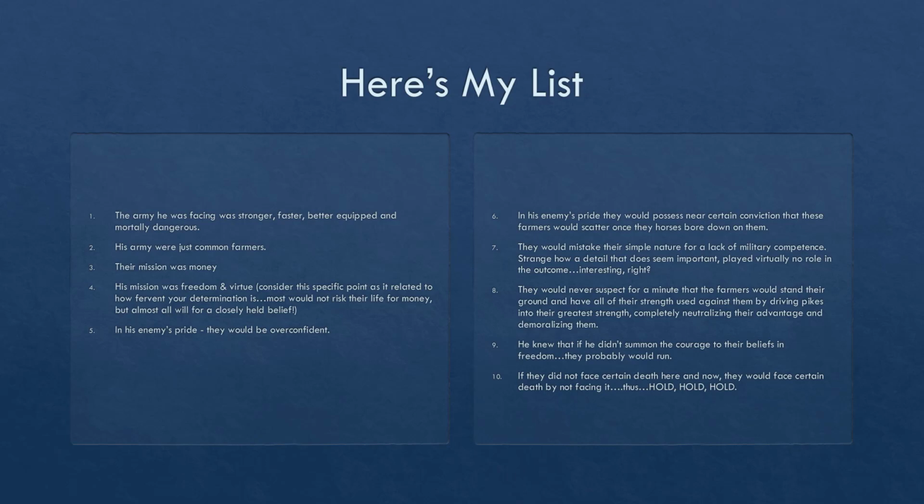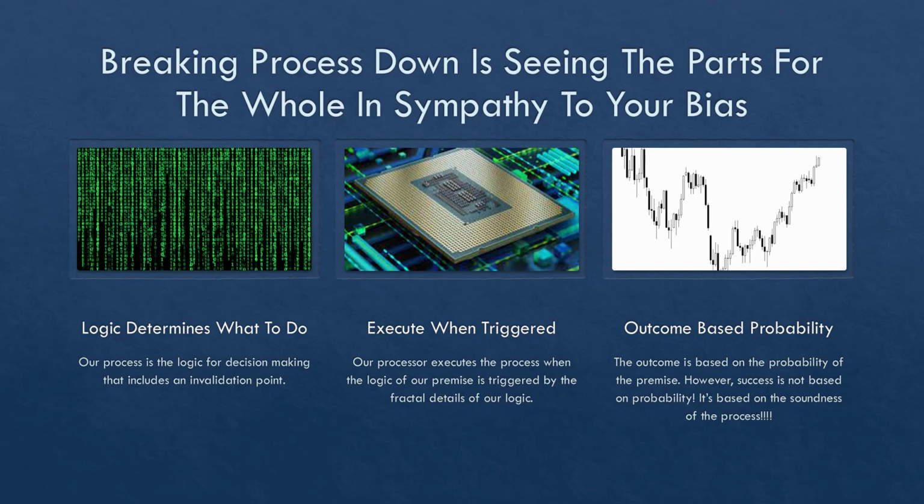If you take any of these elements away, the process fails. If the pride of the enemy is not present, it fails. If they didn't mistake their military competence for something else, it fails. If they don't hold their ground, it fails. This is how you break apart process and find your invalidation point.